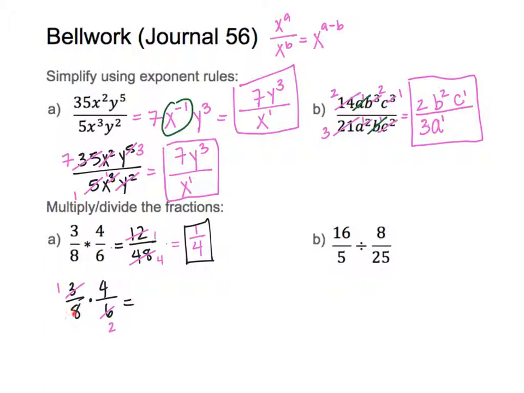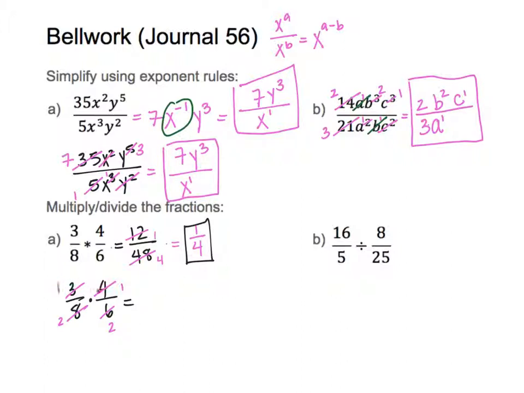And if I look at diagonally this way, 8 and 4, 4 can go into 8 twice, and 4 can go into 4 one time. So notice what I did here is I reduced the number that I needed to multiply.